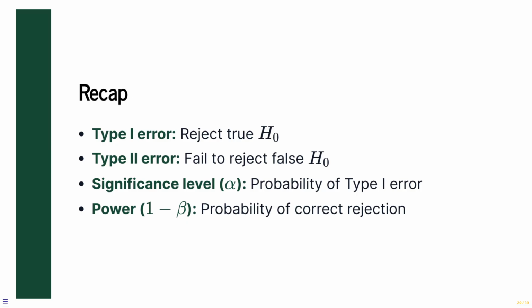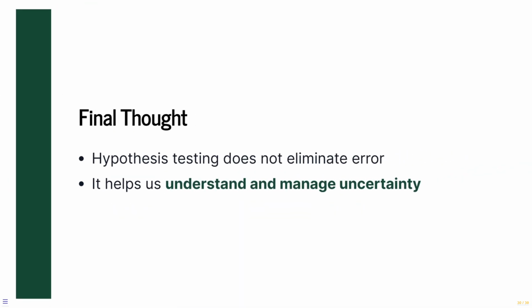To recap, a type 1 error is rejecting a true null hypothesis. A type 2 error is failing to reject a false null hypothesis. The significance level controls the probability of a type 1 error, and power represents our ability to correctly detect real effects. Ultimately, hypothesis testing helps us understand and manage uncertainty. It does not eliminate error, but it gives us a framework for making informed decisions in the presence of randomness.